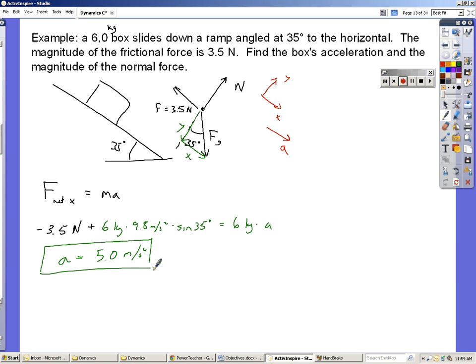Now the normal force, I'm going to let you do that. Remember, because it points in the y direction, you're going to be using F net y equals 0. And it happens to be identical to the problem we worked in the last video where it was not sliding. Remember, in the y direction, there's no acceleration, so there's really no mathematical difference from the earlier problem.